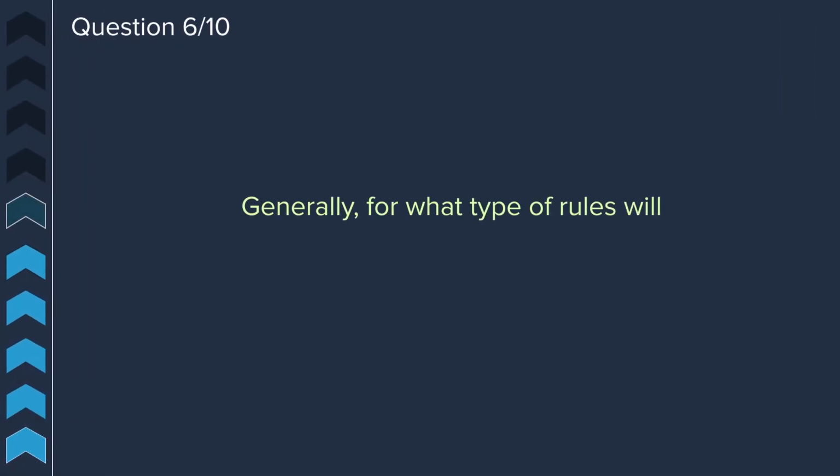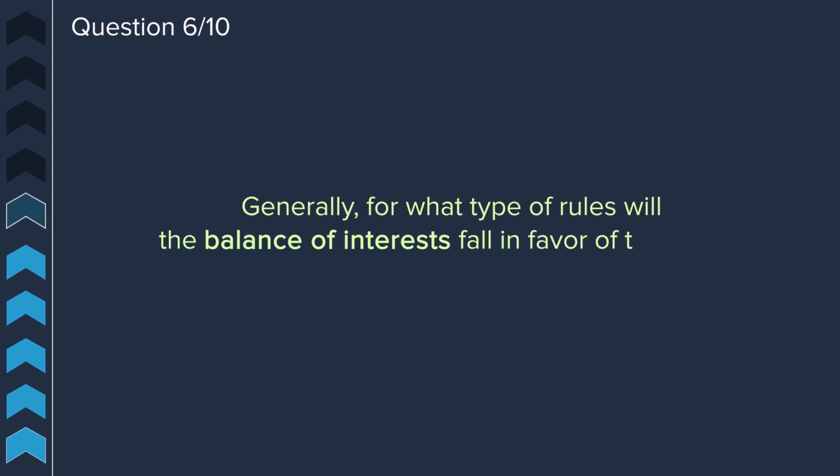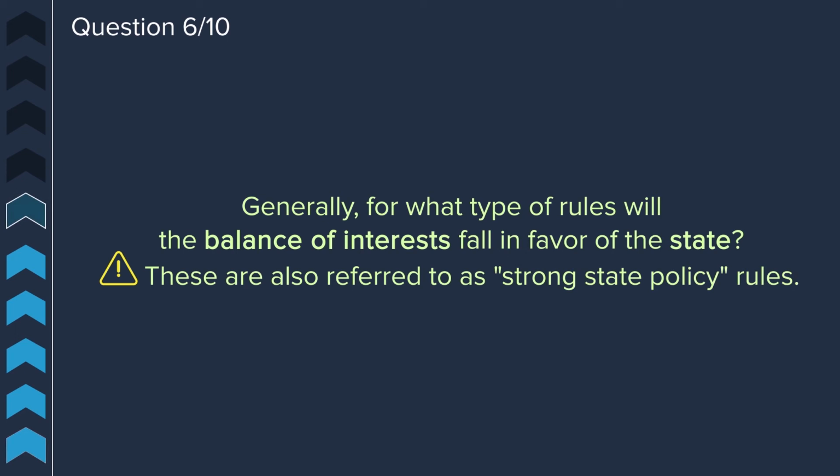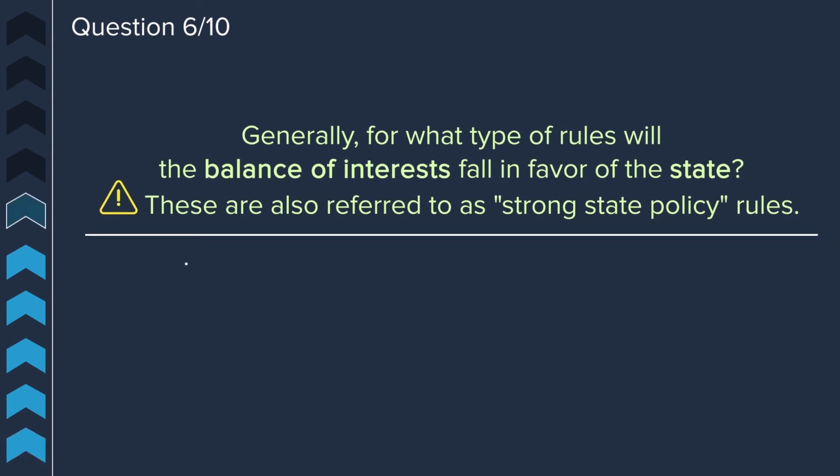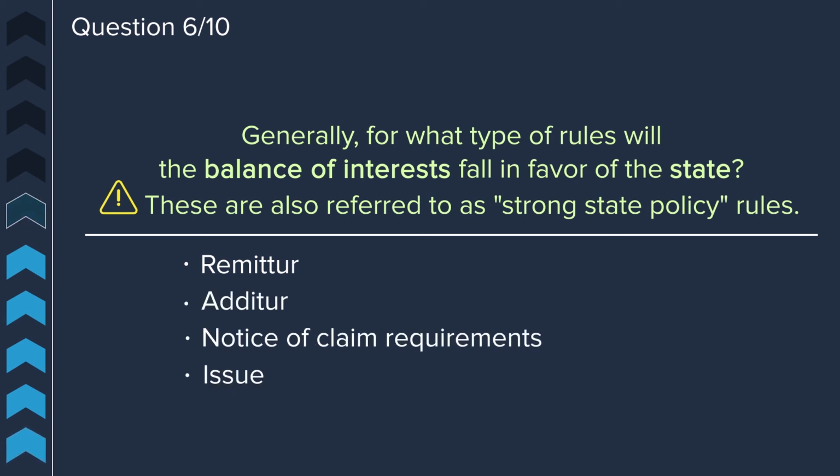Question 6. Generally, for what types of rules will the balance of interest fall in favor of the state, also referred to as strong state policy rules? These are generally remitter, editor, notice of claim requirements, and issue preclusion rules.